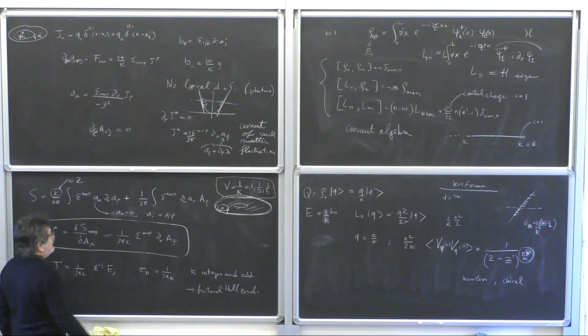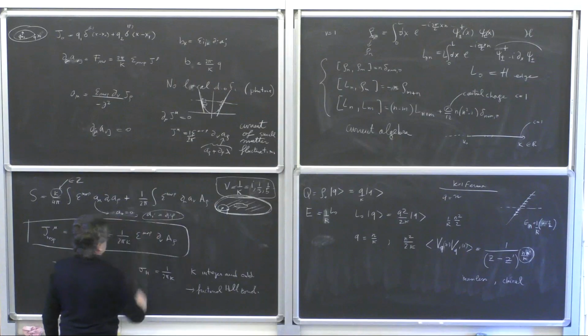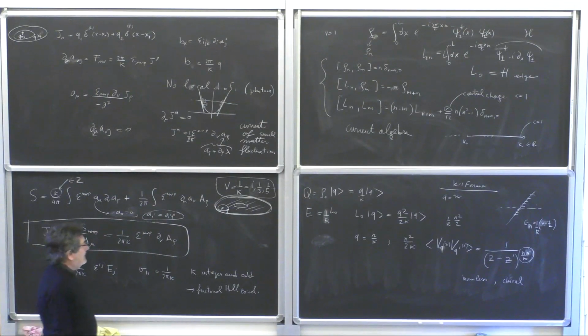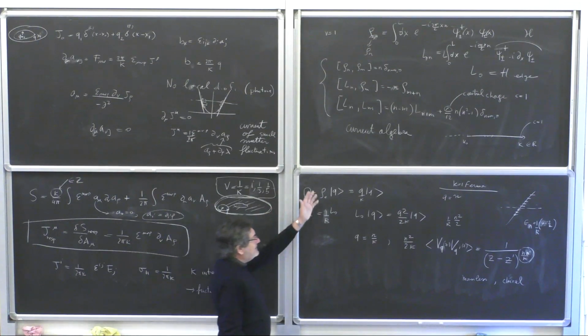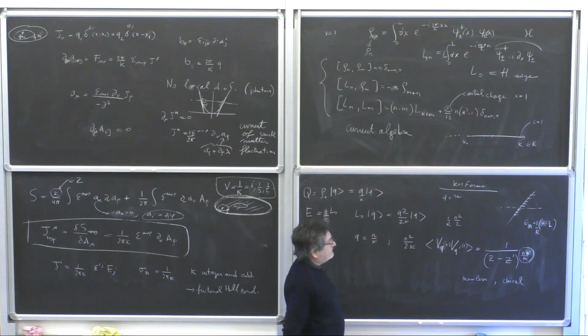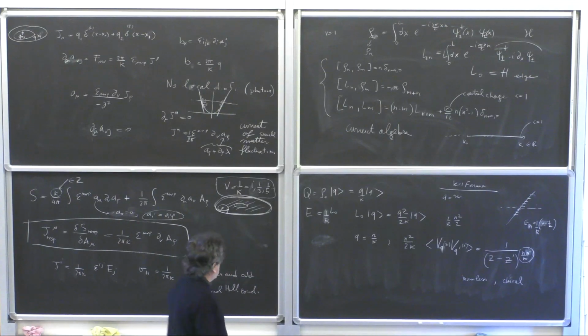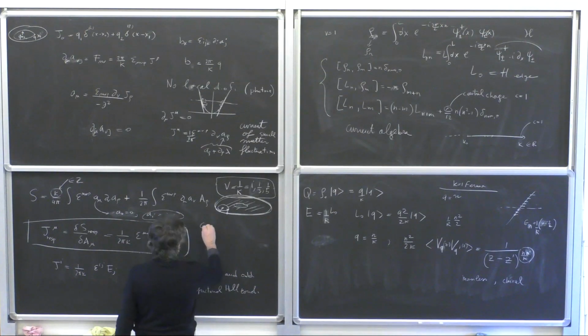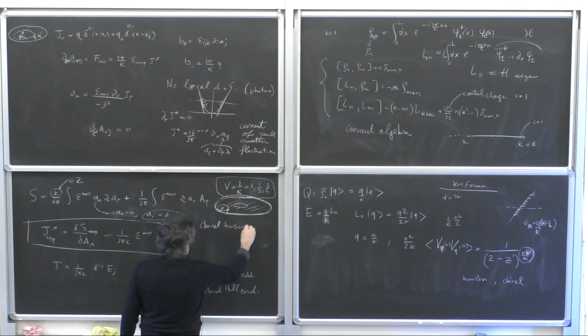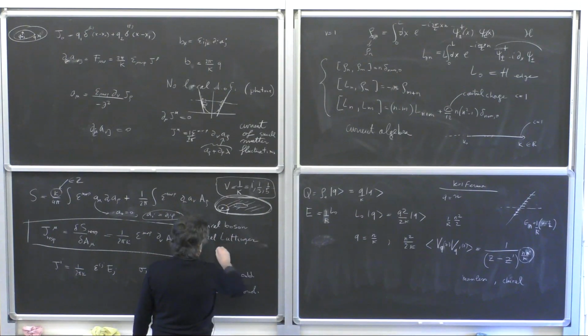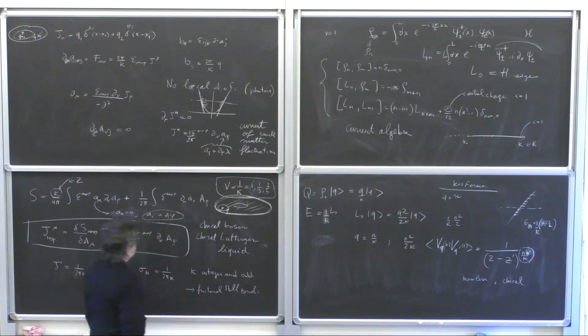So on the boundary, you have a scalar field. And this scalar field is a theory which realizes these properties of the algebra. Okay? And it's called the chiral boson, or chiral Luttinger liquid. Okay?